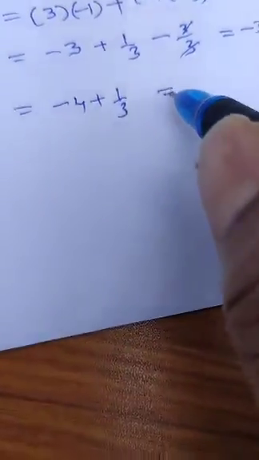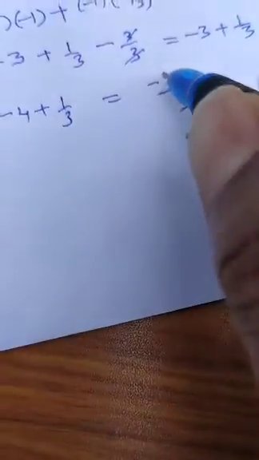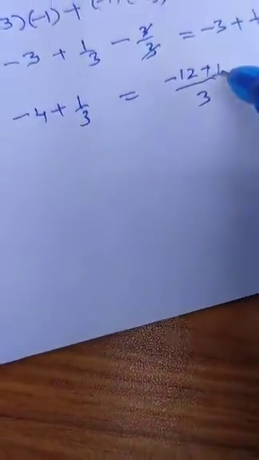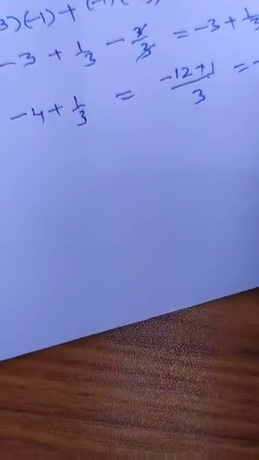Right? By taking the LCM, 3 is the LCM. 3 4s are 12 plus 1. So this is minus 11 by 3. So alpha beta, beta gamma, gamma alpha, I got minus 11 by 3.